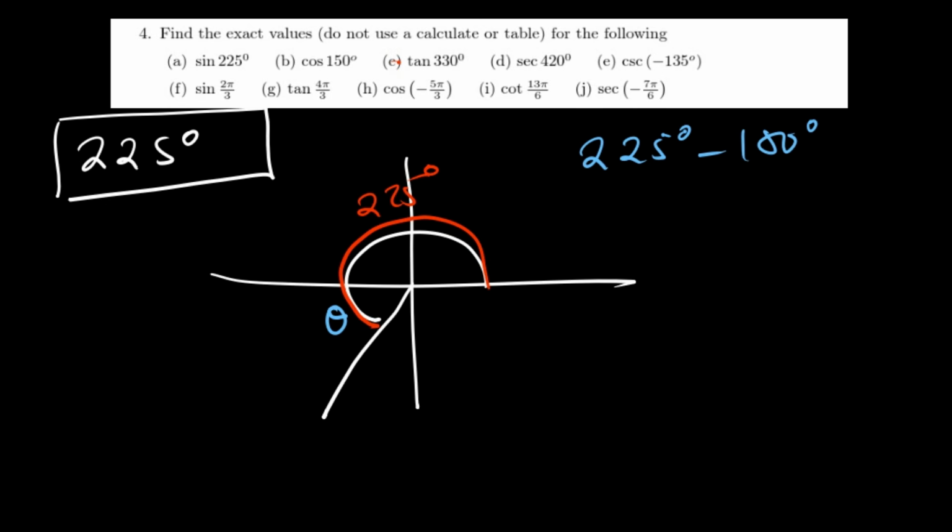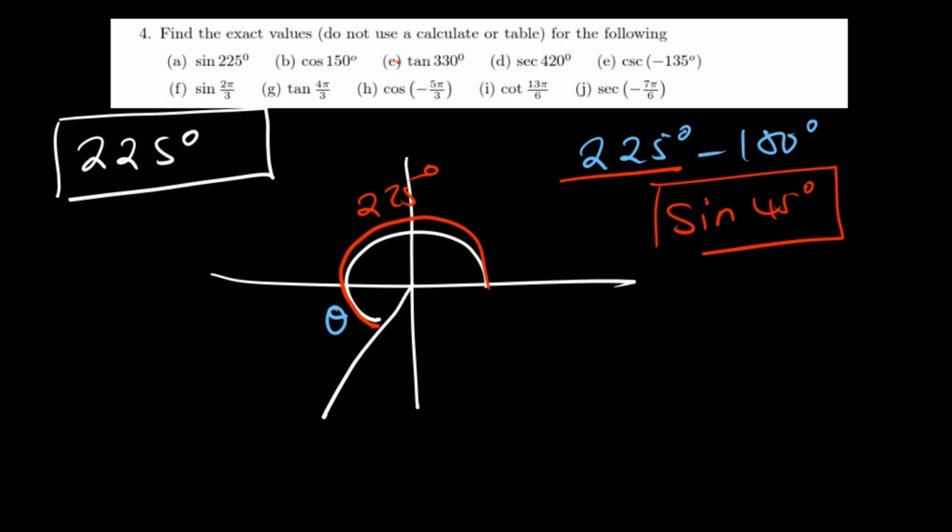What are we going to get? We're going to get 45, meaning that we now want to find sine 45 degrees. Finding sine 45 degrees is the same as finding sine 225 degrees. But the issue is that this angle 225 falls in the third quadrant, and the sine is negative there, meaning that in the answer we're going to include a negative.